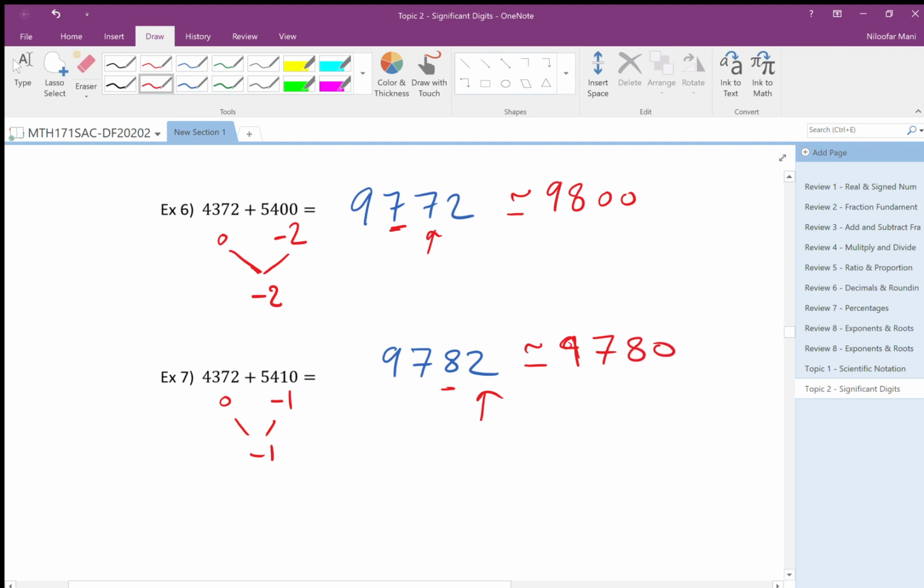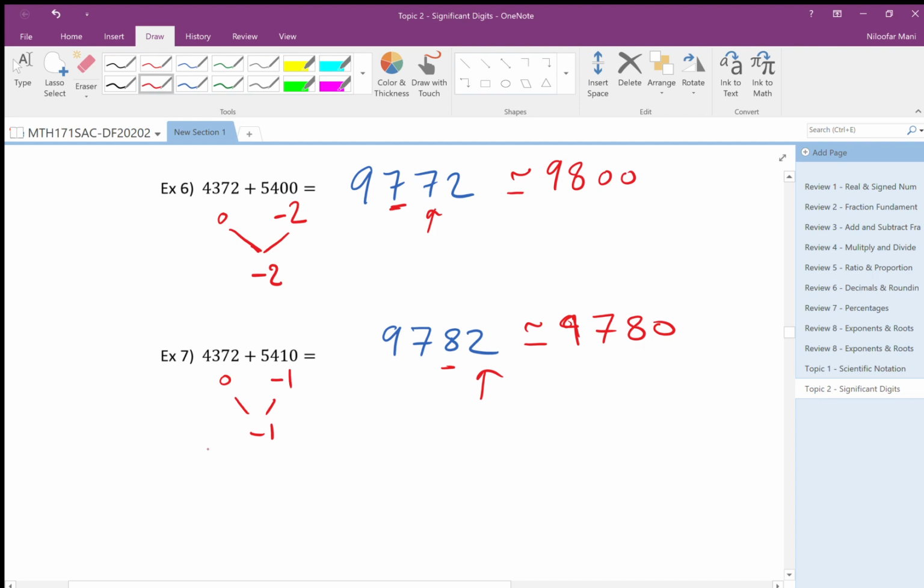9780. Okay, why? Because the highest place value is just here. So I have 1 here, I have 1 here, I have 10 here. So the highest one is 10, so I round to that. In order to show this as a rule, I use negative, and the other one is 0 because I don't see any zero. So I use -1 and then I show that.